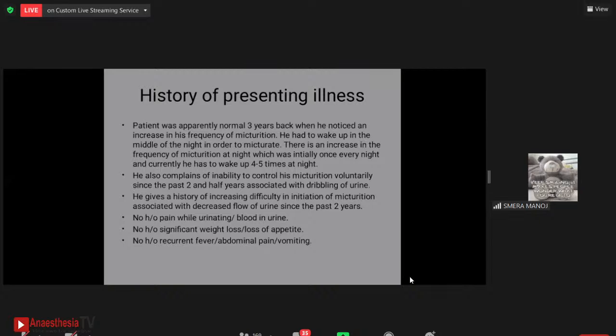He also complains of inability to control his urine and associated with dribbling. He gives a history of increased difficulty in urination, in initiation of micturition, associated with decreased flow of urine in the past 2 years. There is no history of pain while urinating or blood in urine. There's no history of significant weight loss or loss of appetite. No history of recurrent fever, abdominal pain, or vomiting.